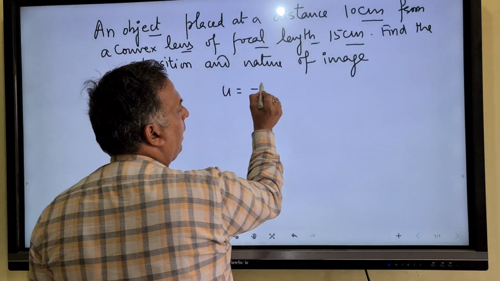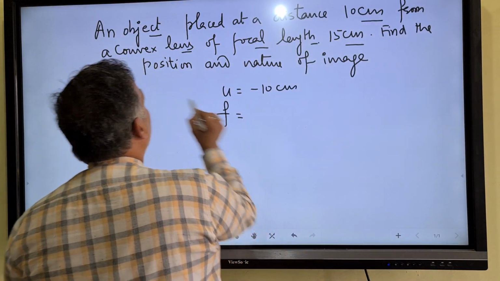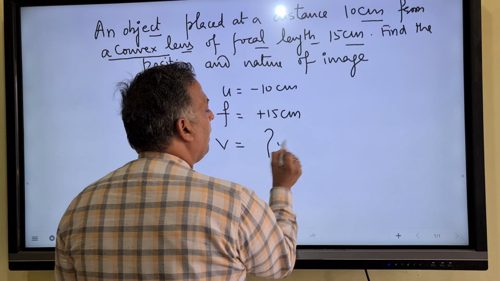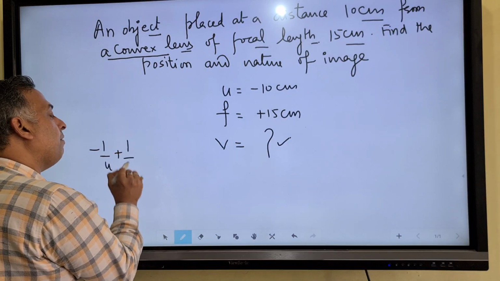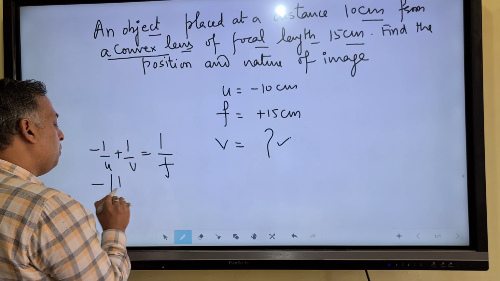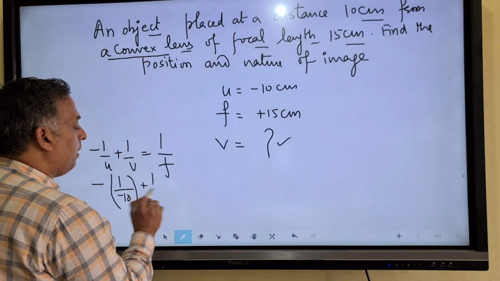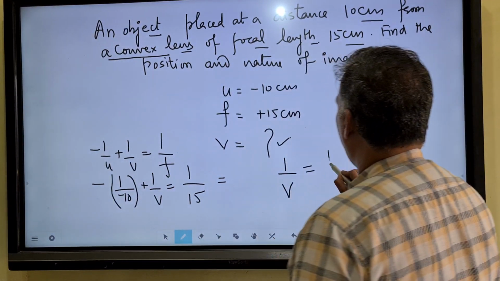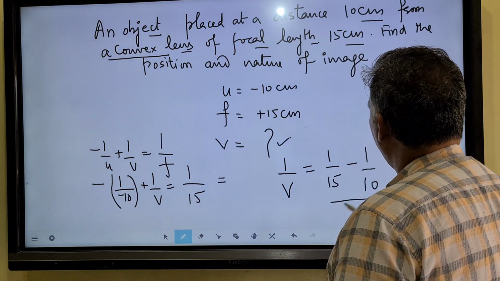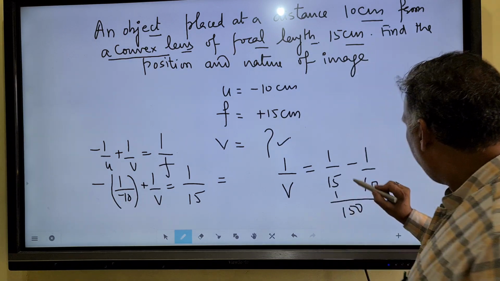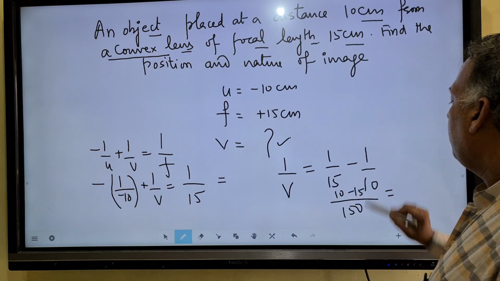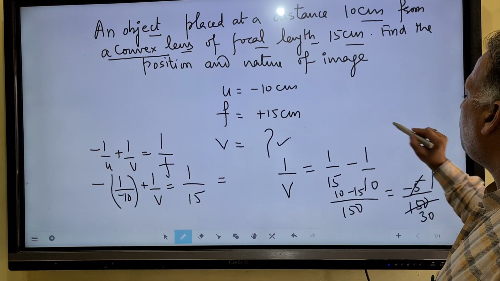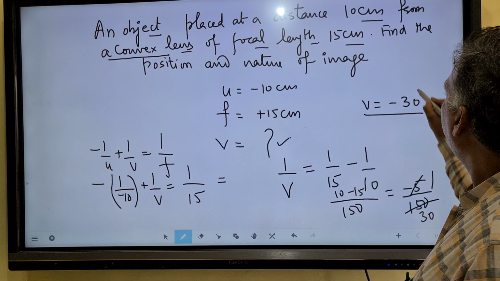Here u is minus 10 centimeter. This is a biconvex lens, so the convex lens focal length is positive. We have to find out the v. Minus 1 by u plus 1 by v is equal to 1 by f. Minus 1 by 10 plus 1 by v is equal to 1 by 15. So 1 by v becomes equal to 1 by 15 minus 1 by 10. So 150 in the denominator, it comes to be 10 minus 15, so it will be minus 5 by 150. It becomes minus 1 by 30. So v becomes minus 30.